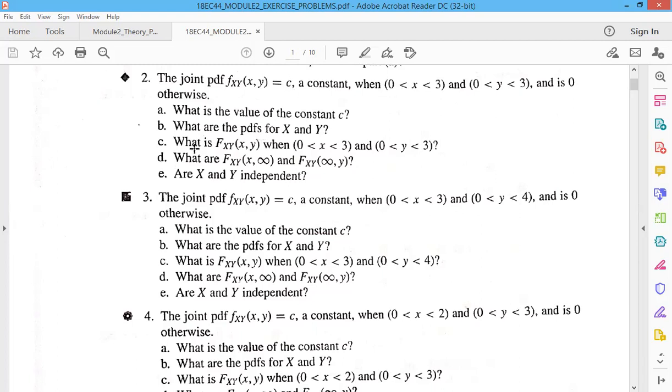And next, in the third part, we are asked to calculate f_XY(x, y), that is the CDF, when x and y are lying between 0 to 3, and the CDF f_XY(x, infinity) and f_XY(infinity, y). In the last part, we need to check whether the random variables x and y are independent or not. Given the PDF f_XY(x, y) equal to c, with the range of x and y, we need to calculate all these parameters. Let us start the calculation one by one.